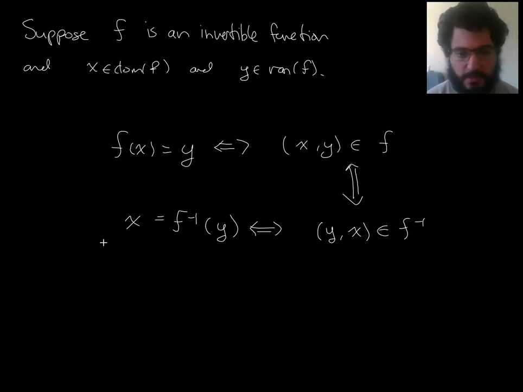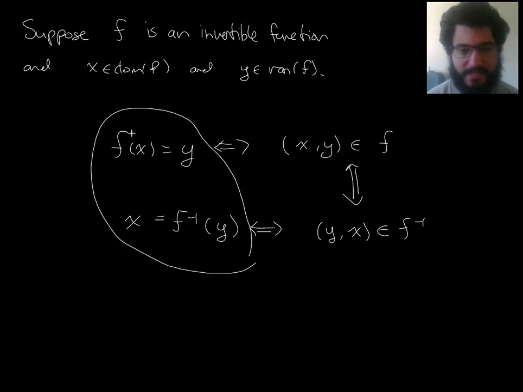So this shows you, in the language of function evaluation rather than in the language of pairs being members of things, how the inverse of a function maps outputs back to the inputs that they came from.